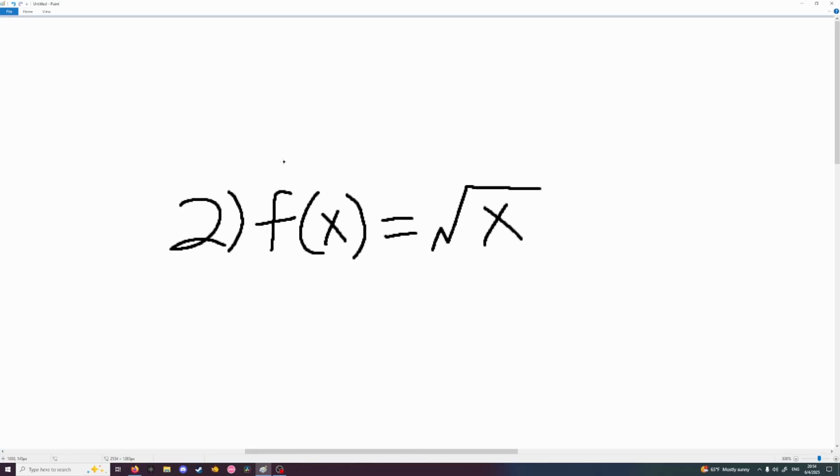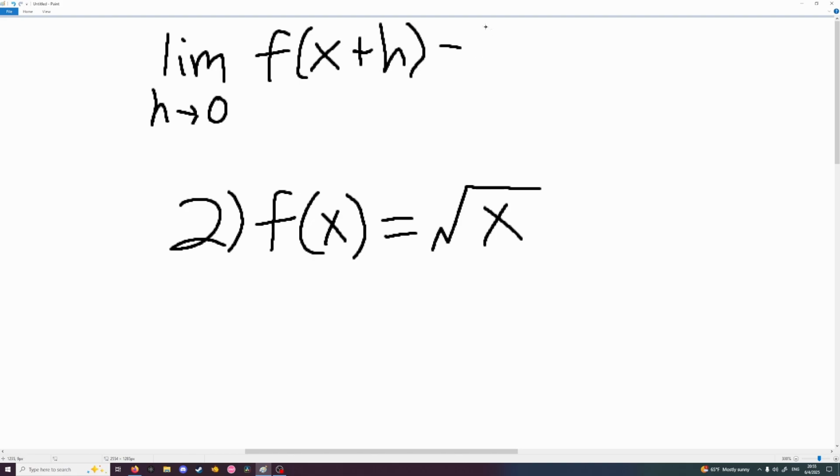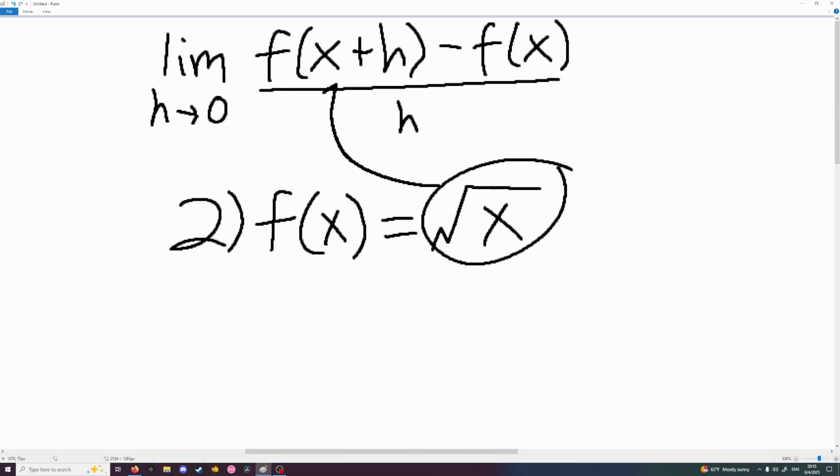Okay, so we're gonna find the difference quotient of this. So that'd be f of x equals square root of x. There we go. I'm tired. Okay. So we're gonna rewrite the difference quotient formula. So that'd be limit as h approaches 0 of f of x plus h minus f of x over h. So we're just gonna slam it into there, slam it into there. Pretty simple.